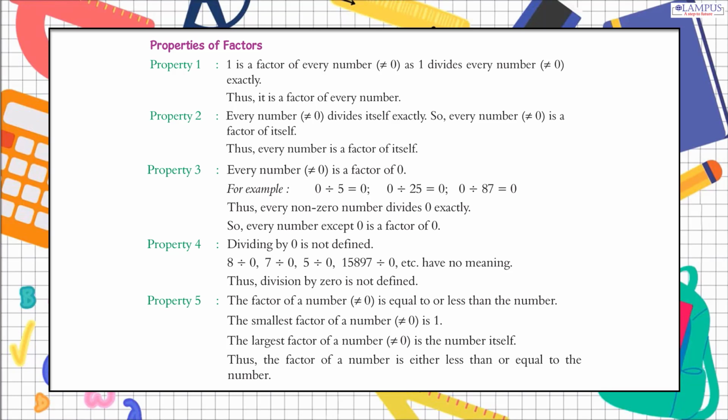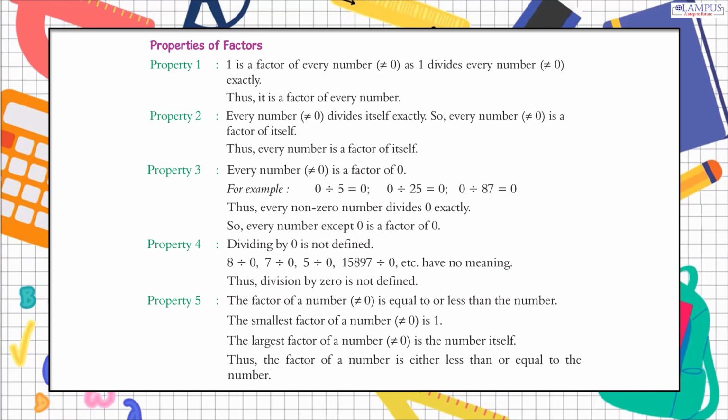Property 4. Dividing by 0 is not defined. 8 divided by 0, 7 divided by 0, 5 divided by 0, 15,897 divided by 0, etc. have no meaning. Thus, division by 0 is not defined.